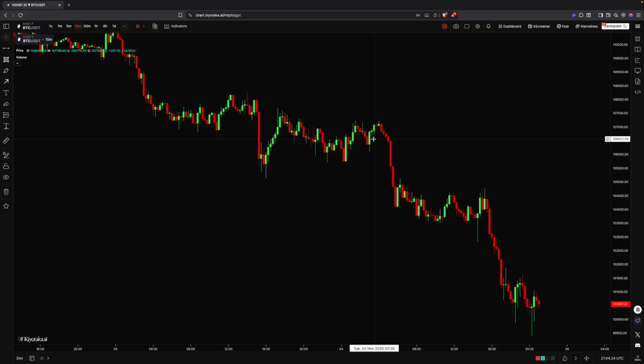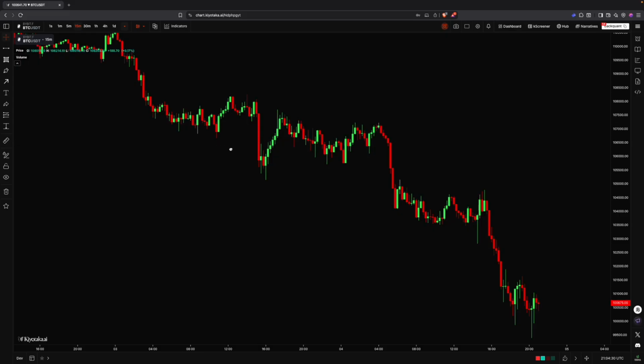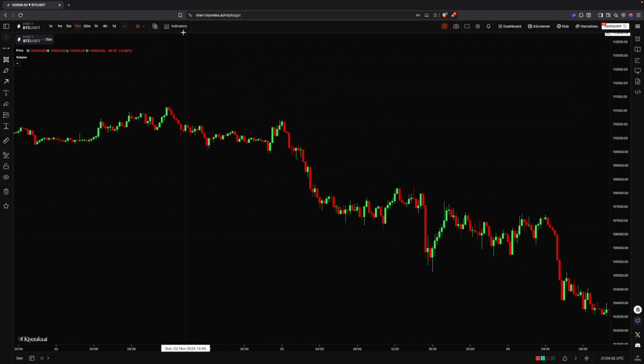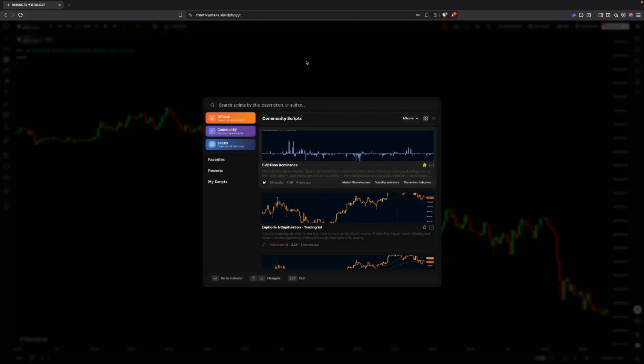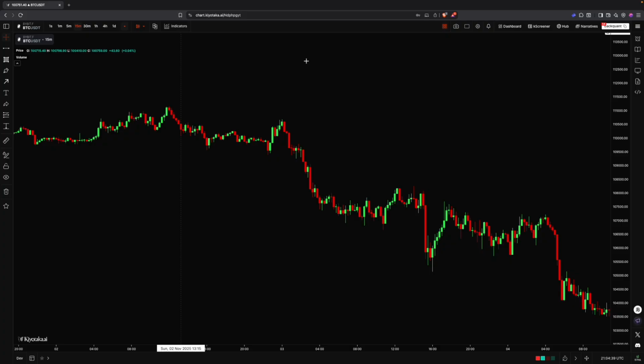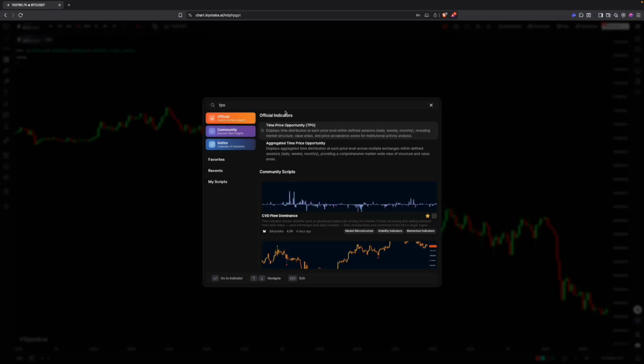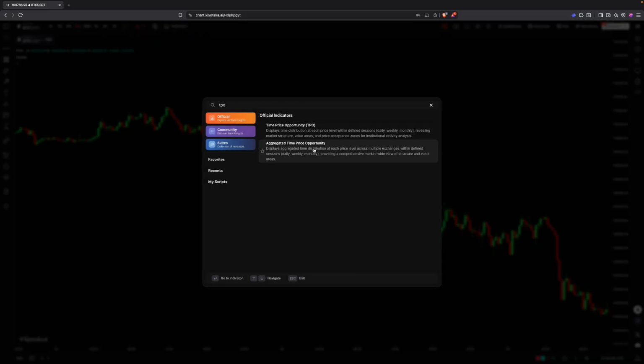I'll be walking you through the settings, how to interpret the TPO, and how to derive key levels that you can use to form trade ideas. So to open up the aggregated TPO, you're going to head to the indicators tab at the top, type in TPO, and you're going to get your aggregated time price opportunity chart.